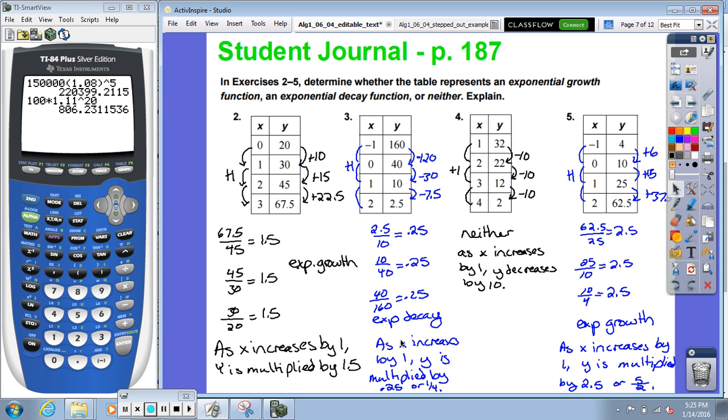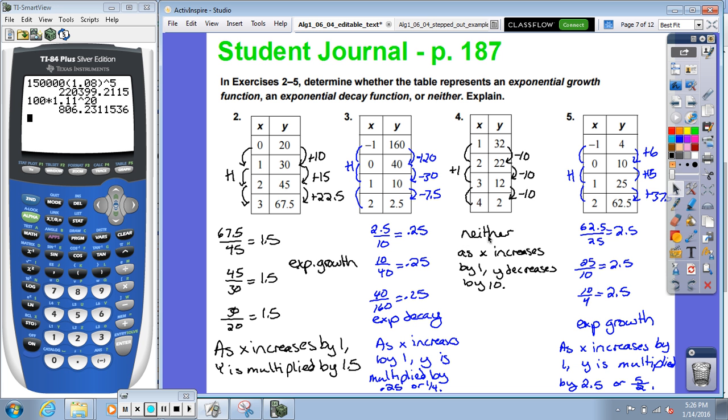So I said as x increases by 1, y is multiplied by 0.25, or by 1/4, because that's the fraction of 0.25. Alright, and number 4, if you notice x is going up by 1, y is being subtracted by 10 each time. So this is a very constant change. This is actually a linear function because it's changing by the same amount added or subtracted every time.